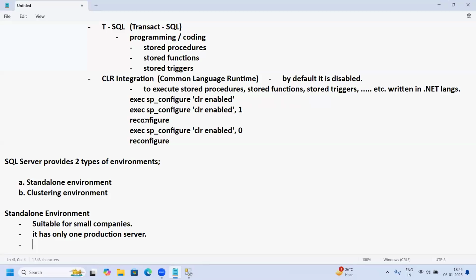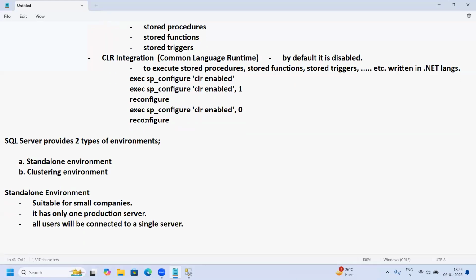And here what happens? Obviously, all users who are there on this standalone environment, all users will be connected to a single server. That's an overview kind of thing.